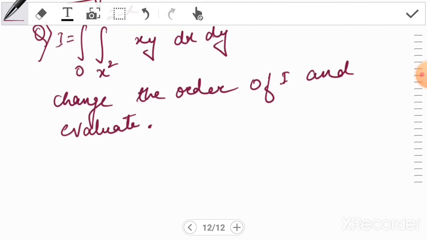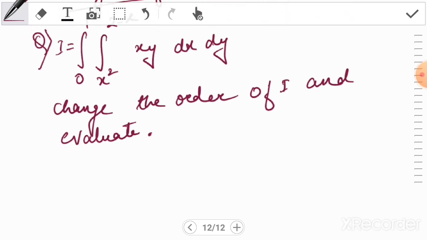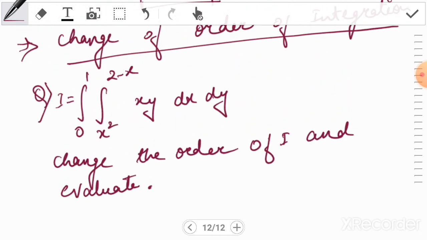Right? So here the integration is first with respect to y because x is constant, okay, that means along a vertical strip. So let us first draw the region of integration.